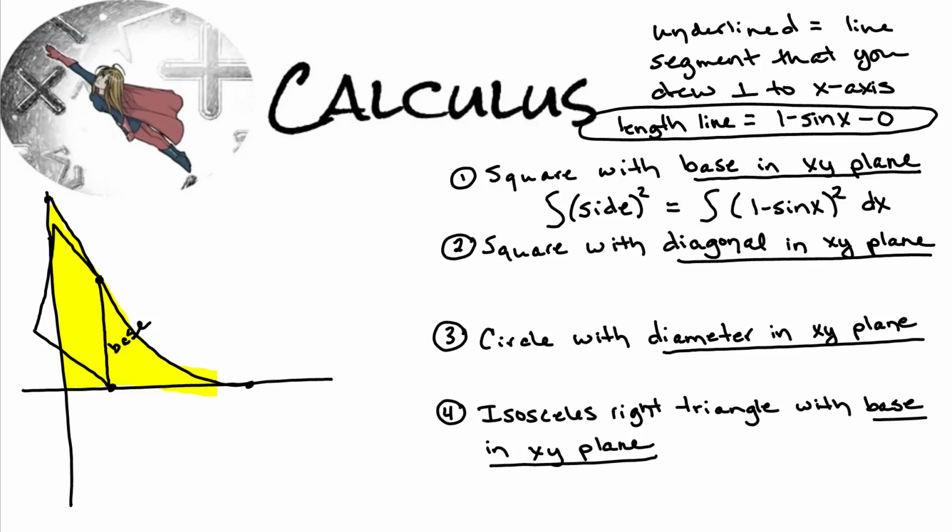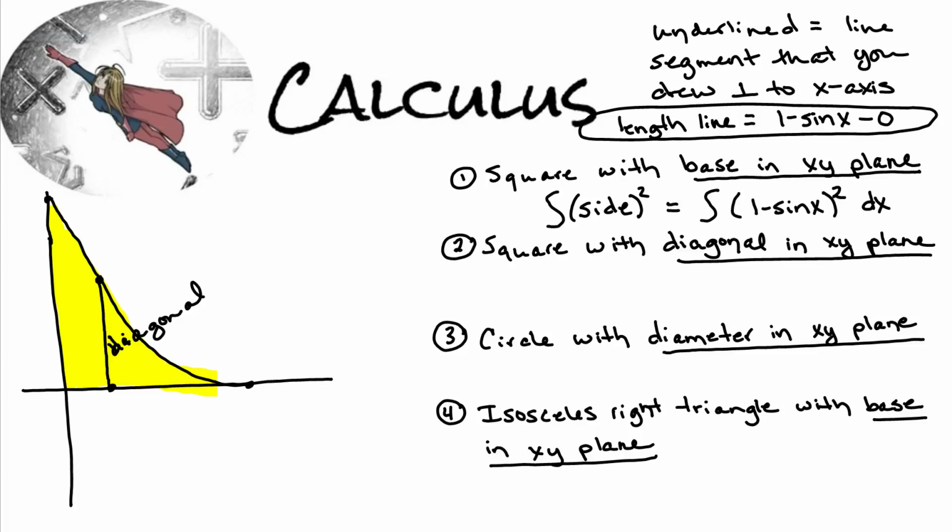Then let's see if we can erase the square I just drew. Okay, now number 2, it's a square with the diagonal in the xy plane. So that little line segment is now the diagonal of a square.